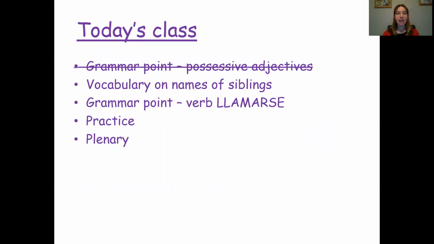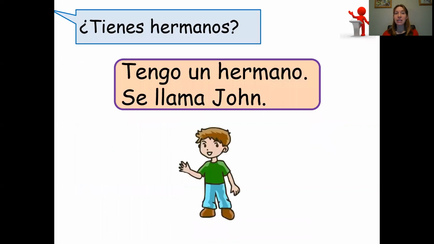Right, so we're just going to revise now some vocabulary on siblings, but how to say what your brother's or sister's name is. So you'll recall this slide from last class. We had, ¿tienes hermanos? Do you have a brother or sister? And you reply, sí, tengo un hermano. But we're going to extend ourselves now. We're going to say, tengo un hermano, I've got a brother, se llama John. Okay, so you can pause me, remember that little icon in the top right-hand corner? This is your opportunity to practice. So I will say it, then please pause, and then you practice saying it at home. Tengo un hermano, se llama John. Pause me, practice now.